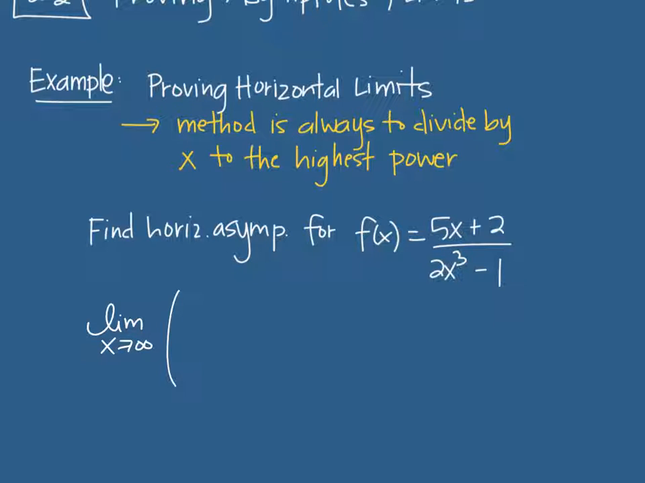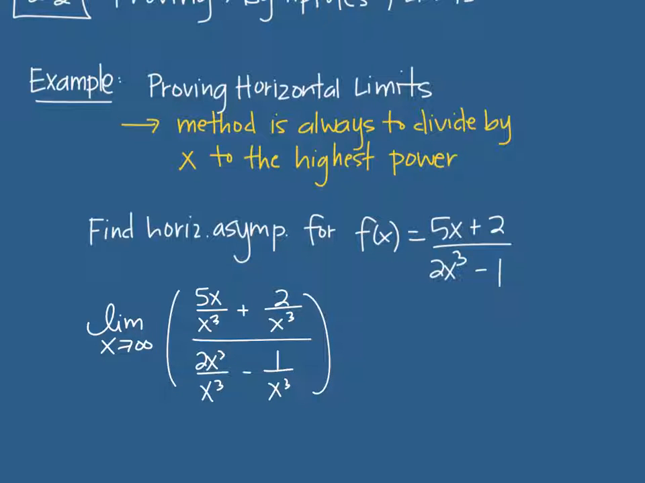And the highest power of x in this problem is what? X to the third. So we're going to divide 5x by x to the third. We'll divide 2 by x to the third. We'll divide 2x cubed by x to the third. And we'll have negative 1 divided by x to the third. So that's the strategy of your proof.